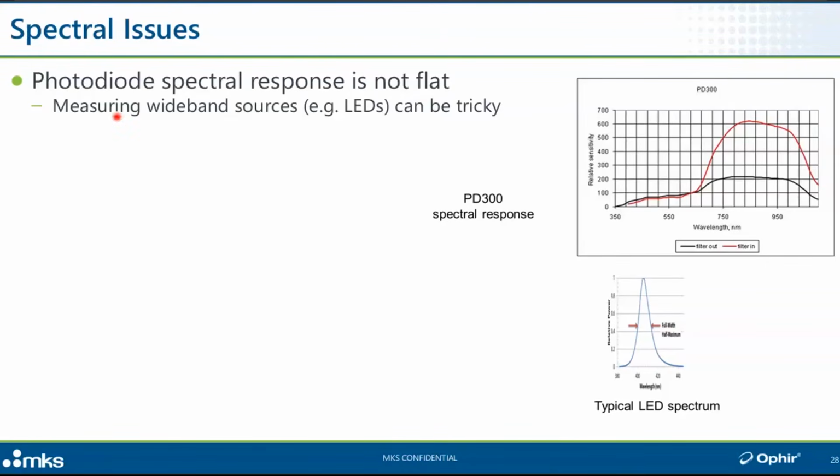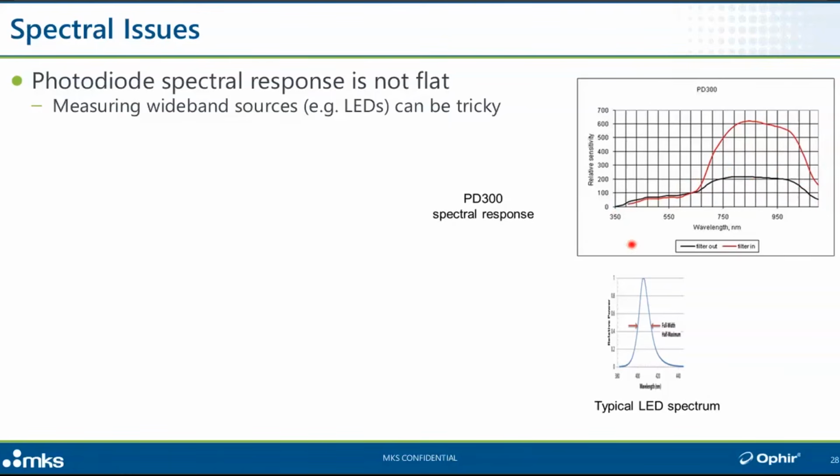Okay, so here we see the spectral response of that PD300, if you remember that typical workhorse model of Ophir photodiode-based power sensor, silicon photodiodes. And here we see two curves. The black line is without that second filter in place, the filter out. And the red line is with that filter in.